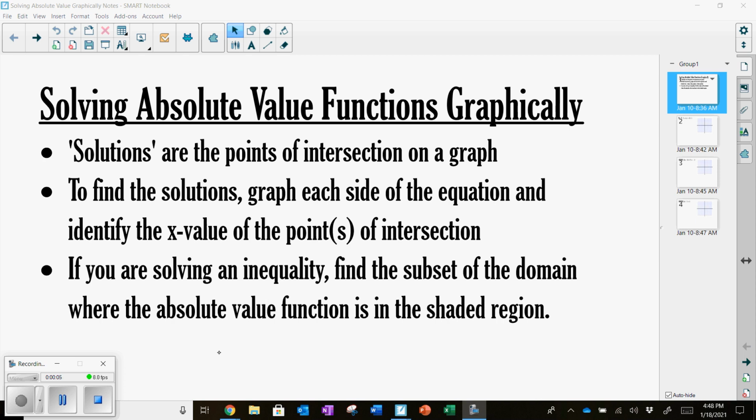It's time to learn how to solve absolute value functions graphically. And when we say solving absolute value functions, we mean both equations and inequalities. Wow, exciting times. So, we are going to be using Desmos for this.